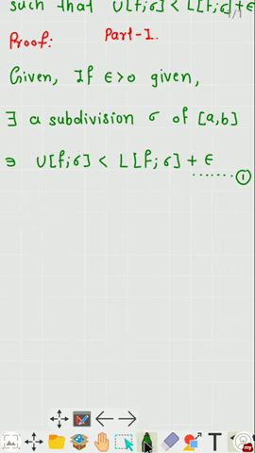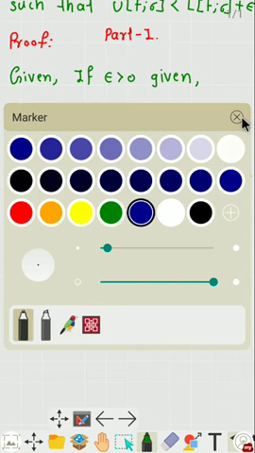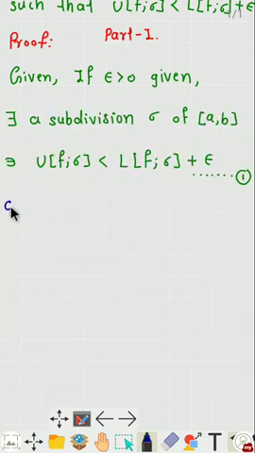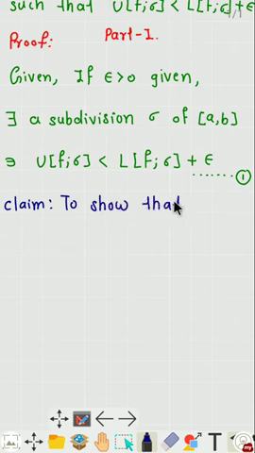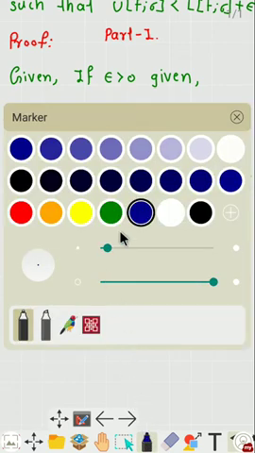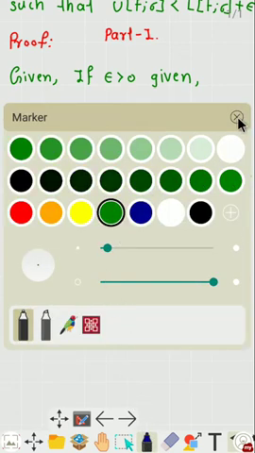Now we write our claim here. What is our claim? What we have to prove? The claim is to show that function f is Riemann integrable on the closed interval [a, b]. So this is our claim. Let us start to write the proof now.